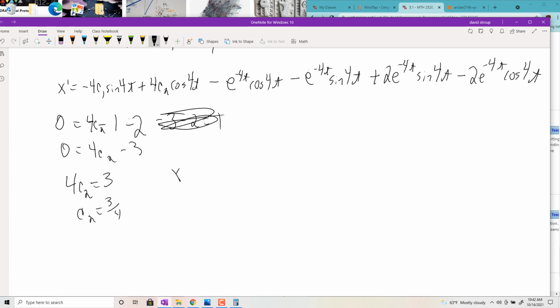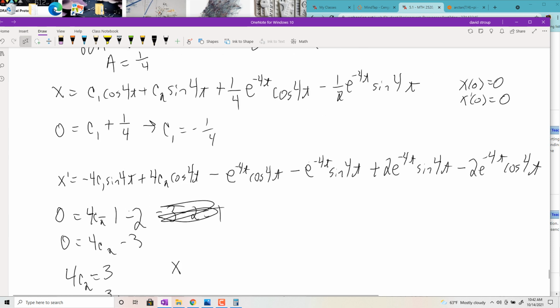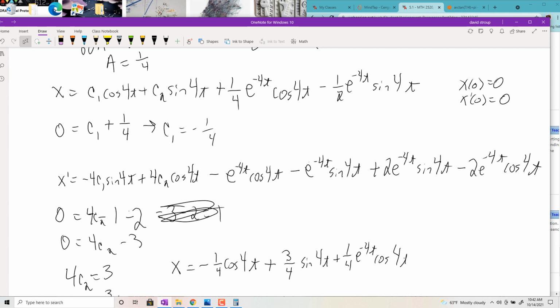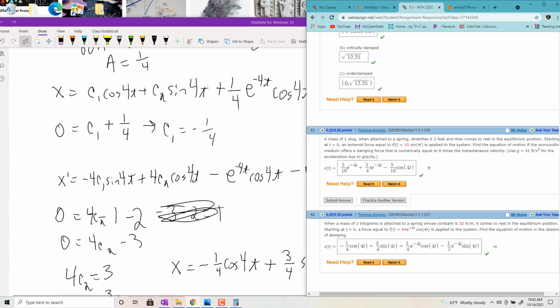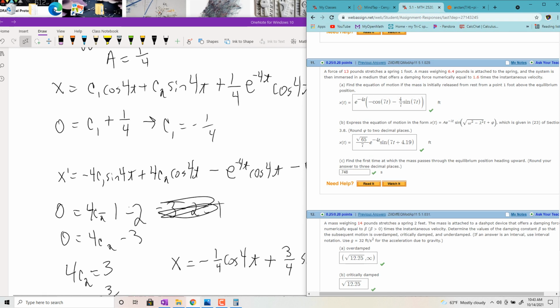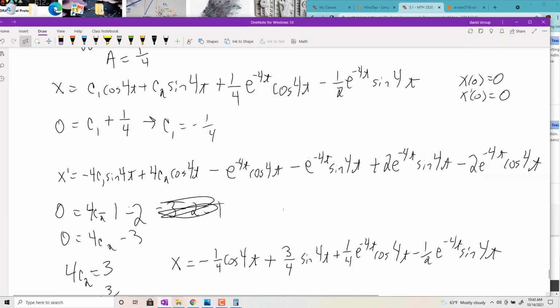So our final solution then, x of t is going to be c1, which is negative 1/4 cosine of 4t, plus c2, which I think was just 3/4 sine 4t, plus 1/4 e to negative 4t cosine of 4t, minus 1/2 e to negative 4t sine 4t. Okay, let's make sure that's right. Negative 1/4 cosine, 3/4 sine, 1/4 e cosine, negative 1/2 e sine. Okay, so there it is.